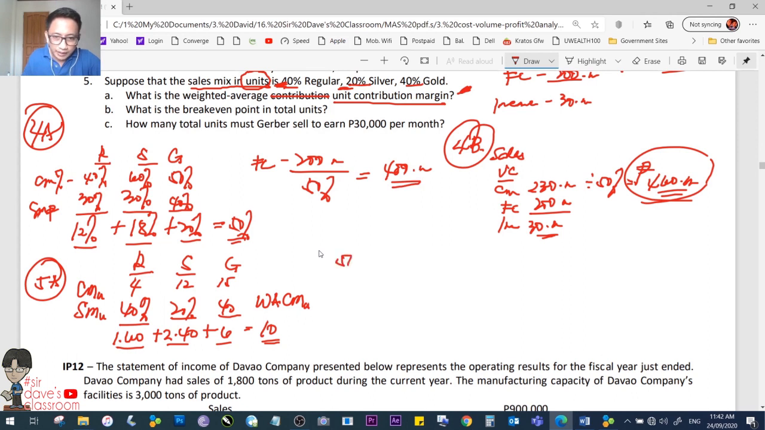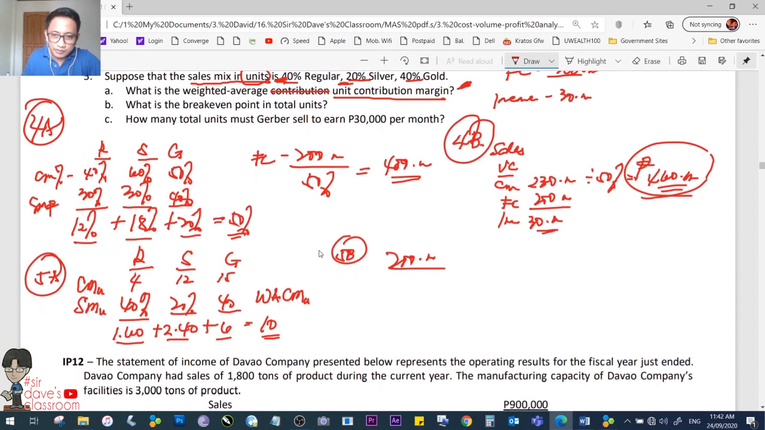Letter B, 5B. What is the break-even point in total units? Easy also, 200,000. In total units is the question, so fixed cost divided by 10. Simply, the answer, 20,000 units.